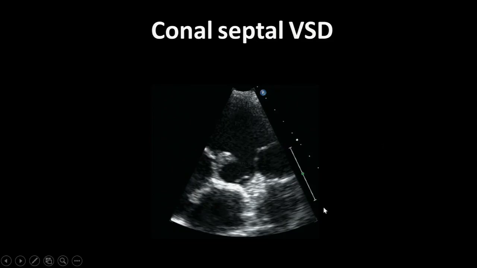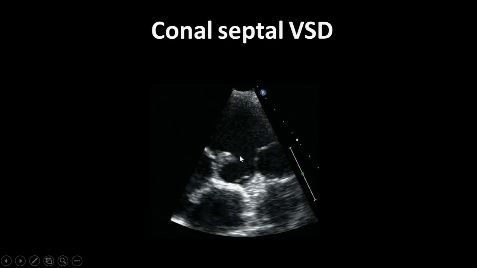Here's an image. I left it as a still image just to make it easier to discuss. This is a parasternal short axis view of the aortic valve and root here. And you can see this is right ventricle over here. This is going to be pulmonary valve, aortic valve here, left atrium, right atrium here. And normally this would all be intact. This is a ventricular septum. When you have a defect here adjacent to the pulmonary valve annulus, it's a conal septal VSD.